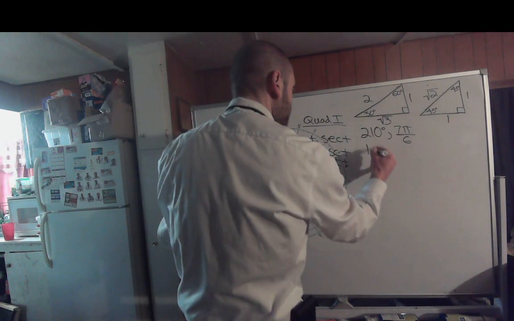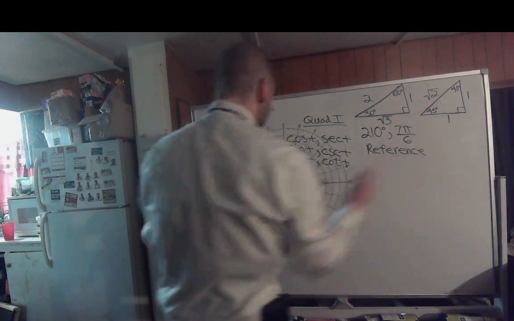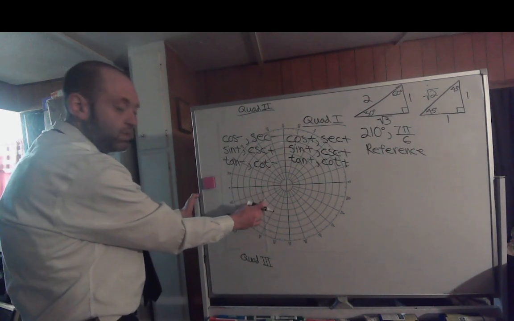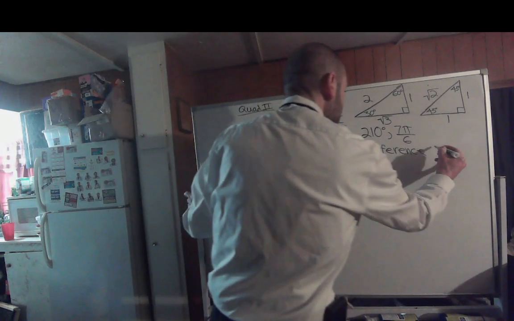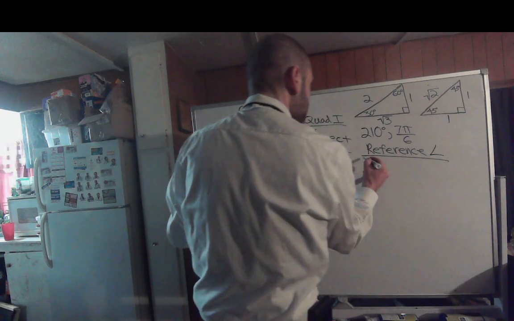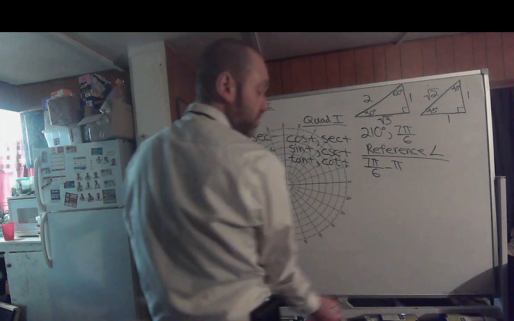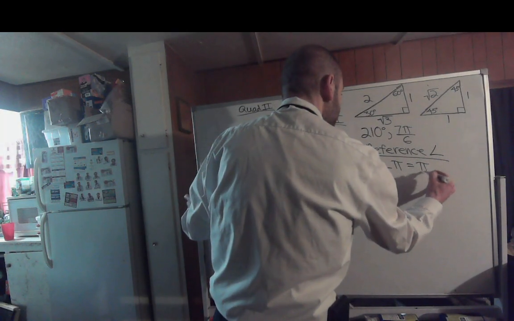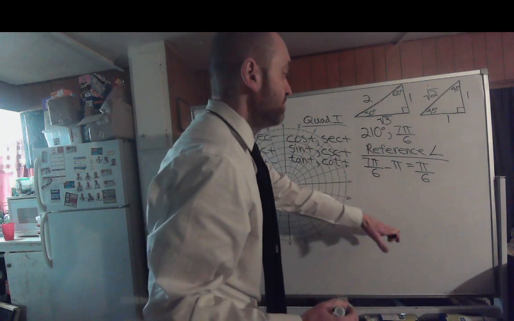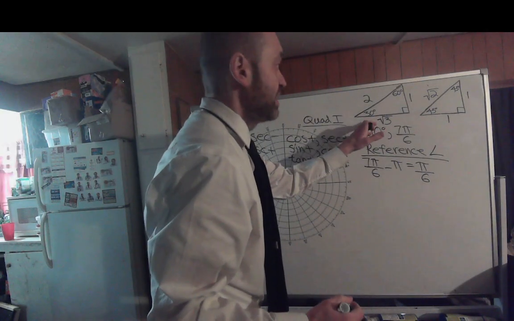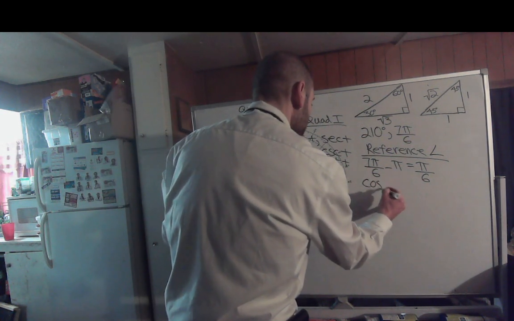To find the reference angle in the third quadrant, because the third quadrant's past pi, it's below the x-axis, right? So you got to take the angle, subtract 180 from it. So you would take 7 pi over 6 and subtract pi, which should give you pi over 6. So 7 pi over 6 gets treated like a pi over 6 angle, which would be treated like a 30-degree angle. Now let's find the cosine of 7 pi over 6.